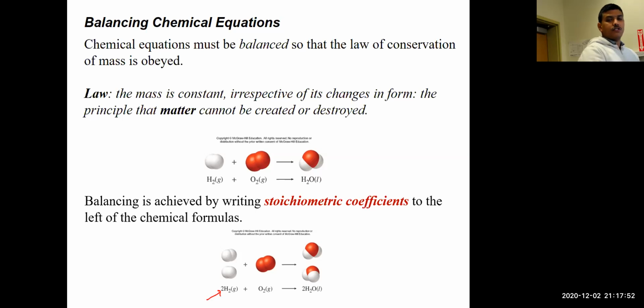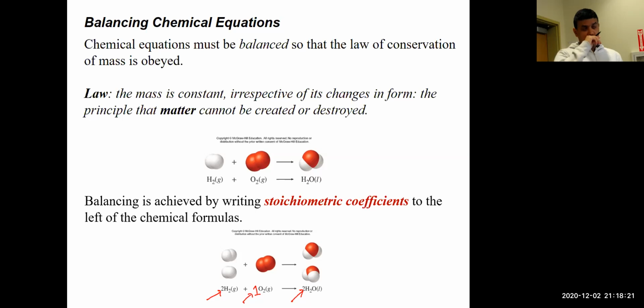That 2 is the coefficient there. And water has another coefficient too. We are not talking about subscripts of a molecule. They are irrelevant when you balance the chemical reaction. Only the coefficients will tell how many times that molecule or atom is present. So when there is no number present, you should assume that there is 1. So the coefficient for O2 is 1.